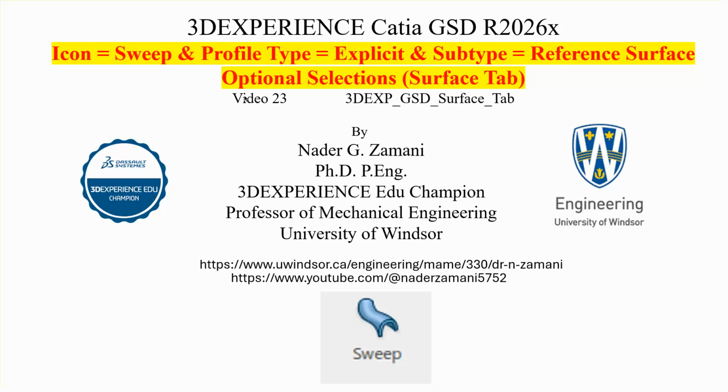However, in this video, I'm going to be talking about the optional selections of what appears in the dialog box. Okay, in video 22, we looked at the mandatory selections, and here we're going to look at the optional selections. Although we may not be able to look at all of them, but we'll see.